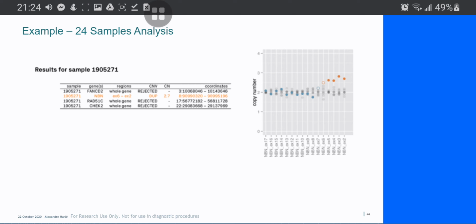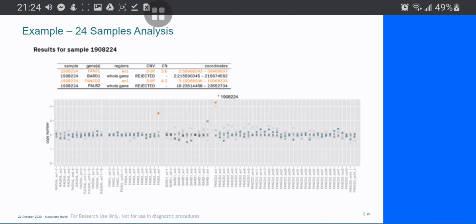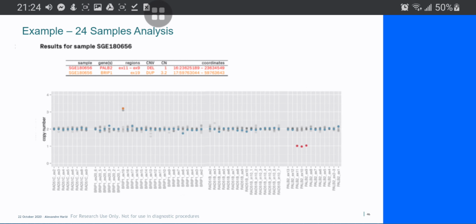If you look at these results for the sample 1908-22-4, we found FANCL and FANCD2 amplifications. As you can see here, this is the normal coverage for all the samples, and we have some extra coverage here and here, so exactly on exon 1 of FANCL and FANCD2. For this sample, the PALB2 deletion was also identified, which is like a loss of one copy of the gene, and a gain here of BRIP1.